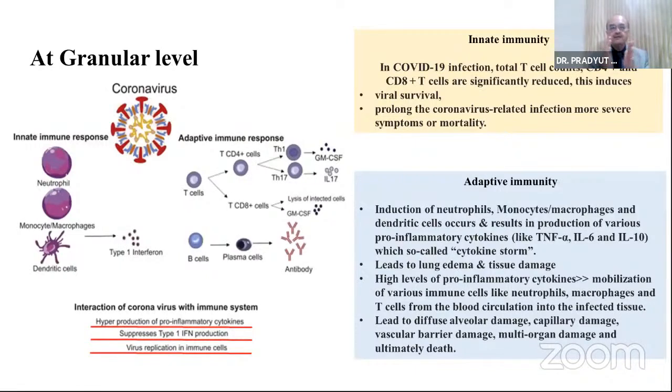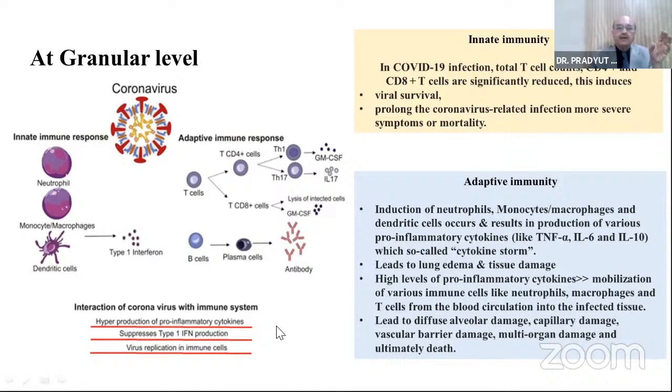At the granular level, these are the background of the innate immunity and the adaptive immunity. In COVID-19 infection, the total T cell counts, the CD4 component and the CD8 component, all these three are significantly reduced. Therefore, they are unable to produce more cytotoxic T cells. Therefore, the viral survival continues, prolonging the COVID virus infection, resulting in more severe symptoms and increasing mortality. So the virus replicating in the immune cells is now prevented from being killed.